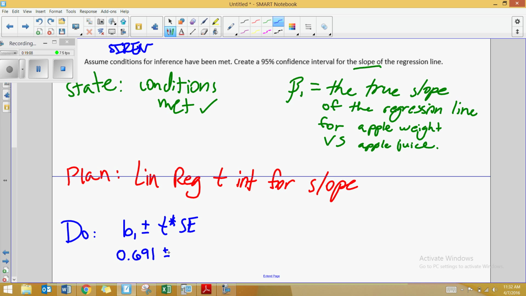And so that's my best guess, and I want to throw a little bit of a cushion out in both directions, so plus or minus T star times my standard error. Well, T star we have to find by considering the distribution. So the T distribution over here, sorry, that's not exactly symmetric. I want to capture that middle 95%.